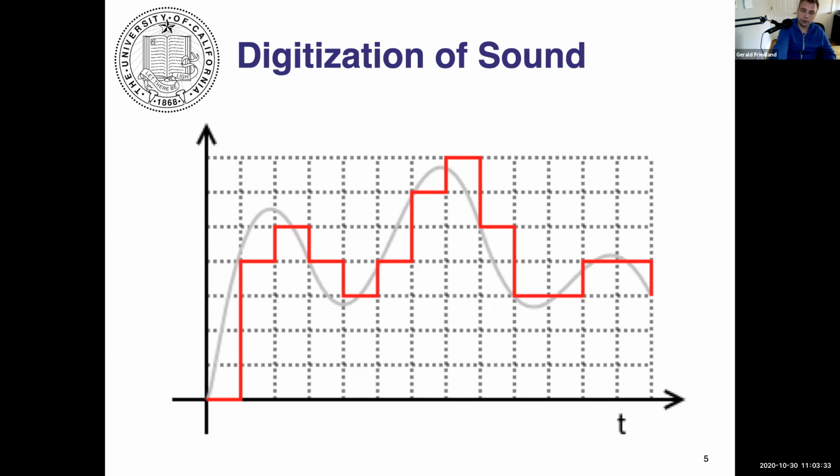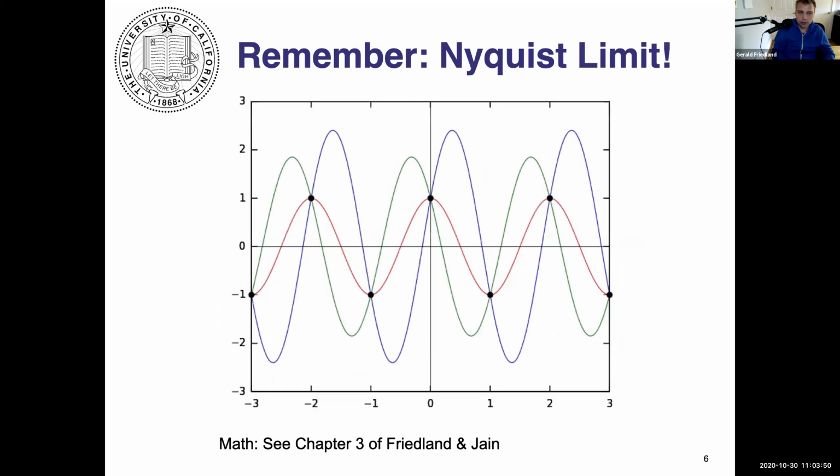what is the stepping on the time axis, such that I can reproduce, I can analogize from the digital, because that's how a speaker works, that I can go back to analog without losing too much. And that's that. So, chapter 3 of Friedland and Jain.